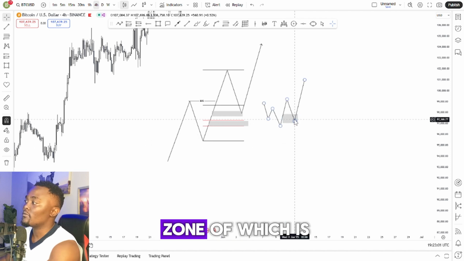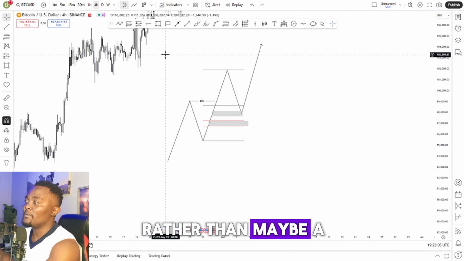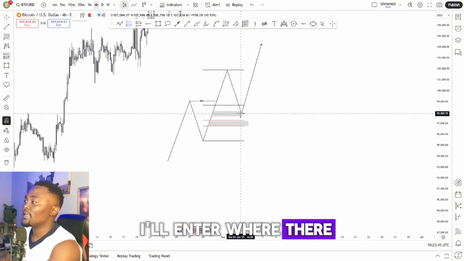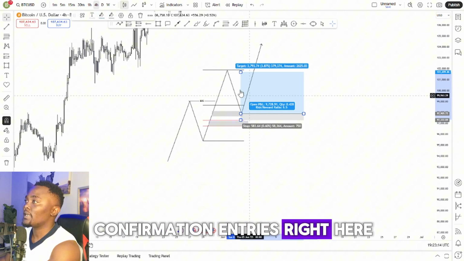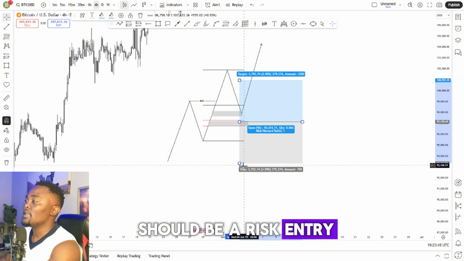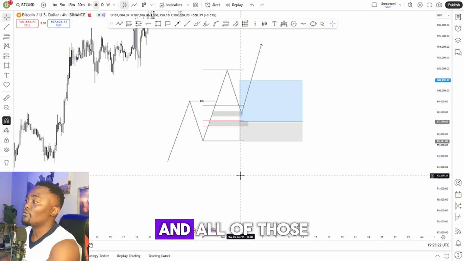And then the second zone, of which is the golden zone, there's no need for me to wait for anything other than maybe a candlestick confirmation. Then that is when I'll enter with a risk entry. So the first one should be here, confirmation entries right here on the first one. Then the second one should be a risk entry using the previous low as my stop loss protection and all of those things, guys.